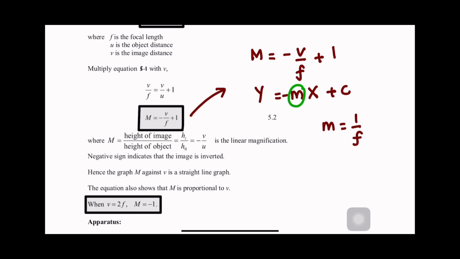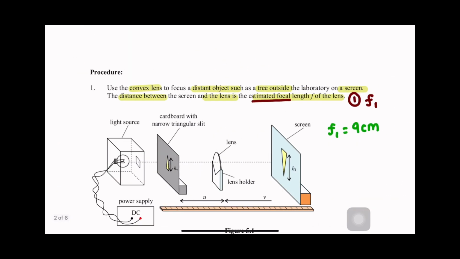Okay, sebab kalau kita susun kat sini, V dia adalah komponen X. V ni adalah komponen X, M ni adalah komponen Y axis. So yang tinggal adalah 1 over F because the gradient graph ni adalah graph negatif. Okay, so gradient come out as 1 over F. Okay, so focal length F adalah sama dengan 1 over M lah, 1 over gradient.